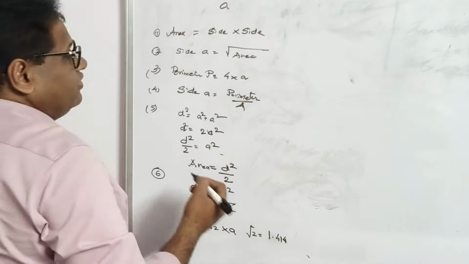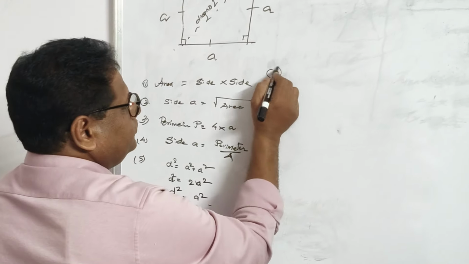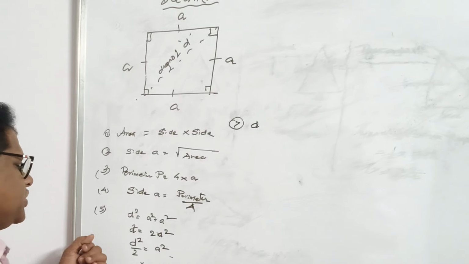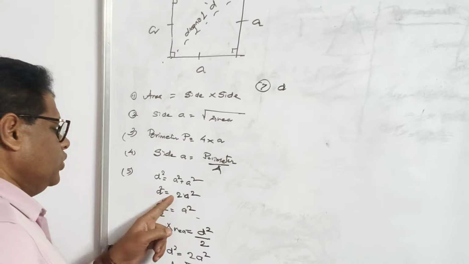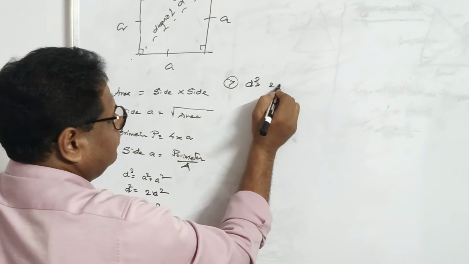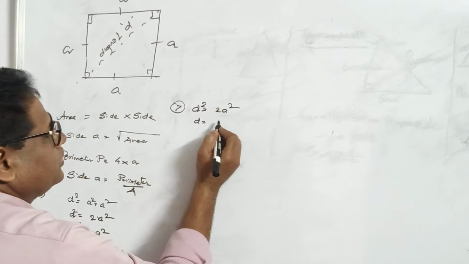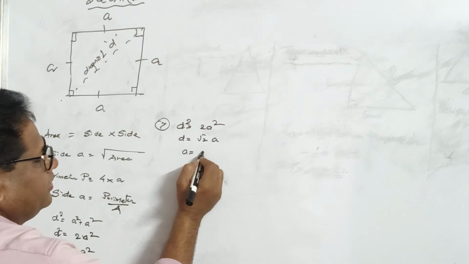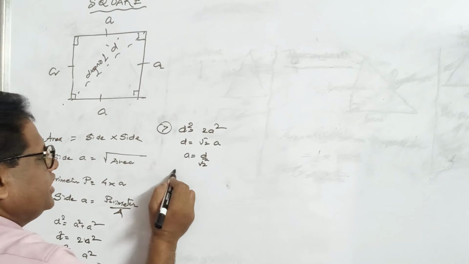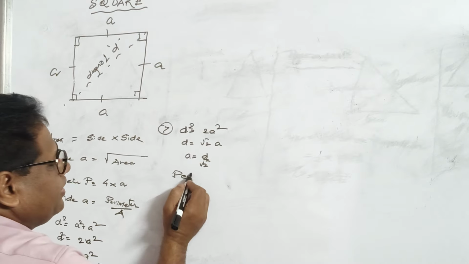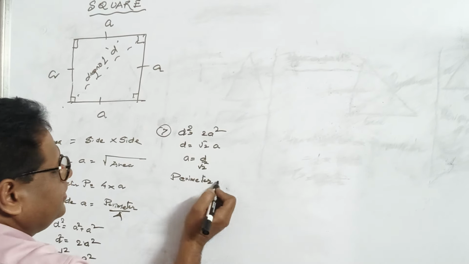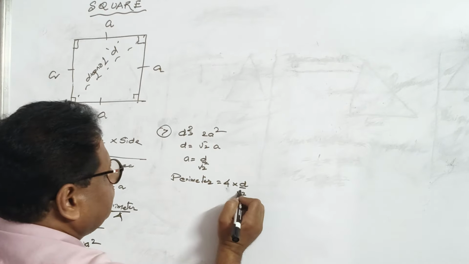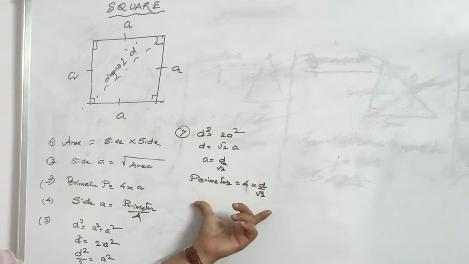Okay. Now, having known the diagonal, okay, we can also find the perimeter. How? See, since D square equals to 2A square, we have the expression D equals to root 2 A. So, if you know the expression for A, you can get the perimeter for a square when the diagonal is given by applying the formula 4 into D by root 2. Okay. So this is the expression.